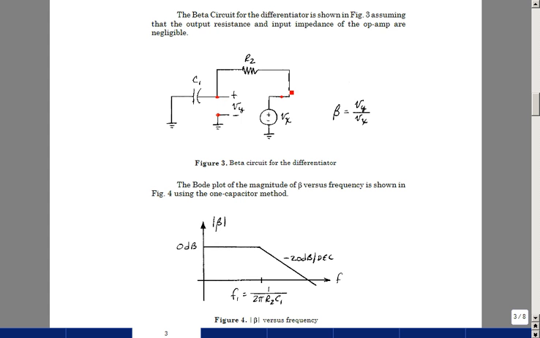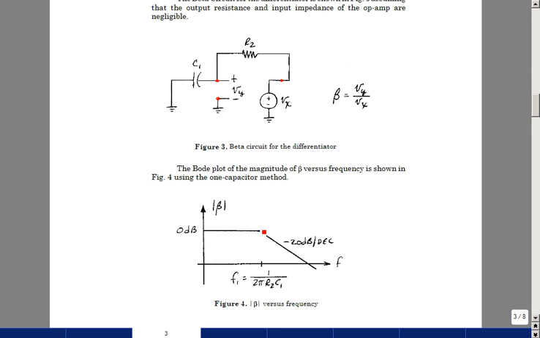This node voltage is the same as this node voltage, so we have a gain of 1, or 0 dB, at low frequencies. As the frequency goes up, this becomes a short circuit, and the output goes to 0, but it's going to go as 1 power of s, so that means we're going to have a rolling down of 20 dB per decade once we hit some corner frequency.